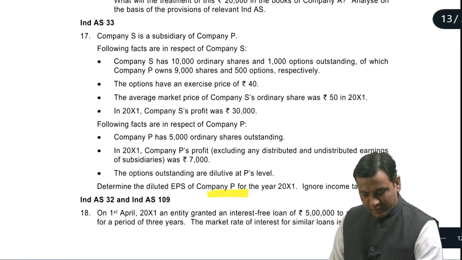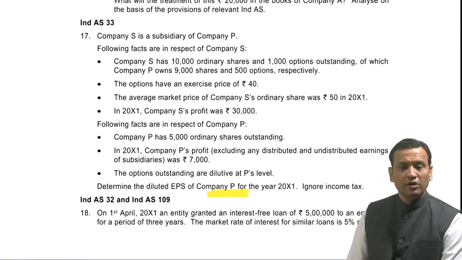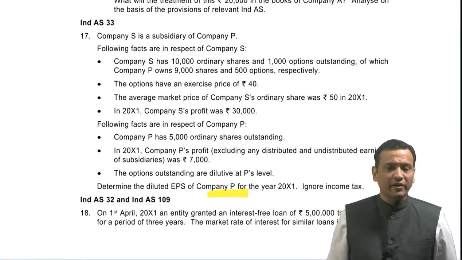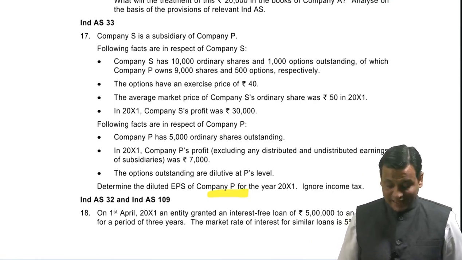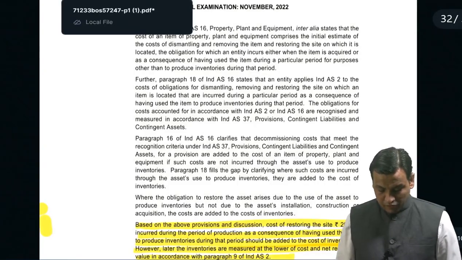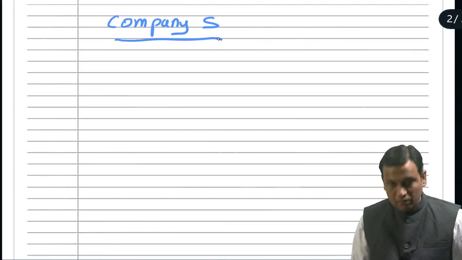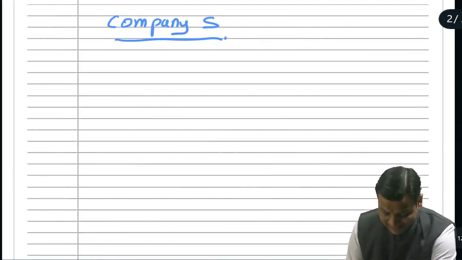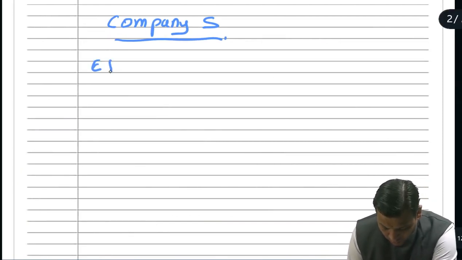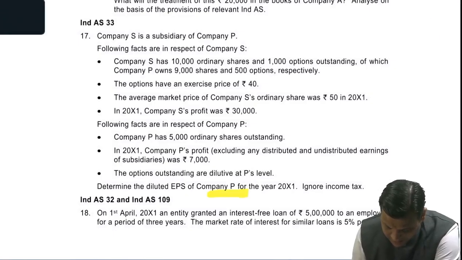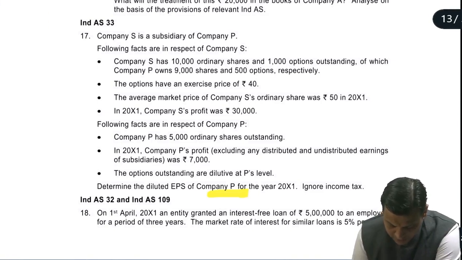Now, before determining the diluted EPS of Company P, don't you think on a standalone basis we need to find out for Company S how much is the dilution? If you look properly, from Company S's angle, what would be my EPS? Can I say my EPS is nothing but 10,000 ordinary shares, and this is 30,000?